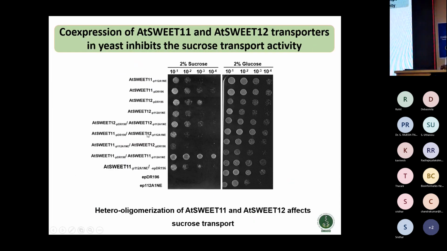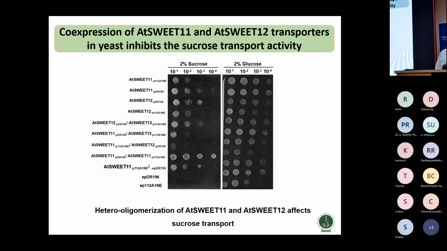Now, the next thing we have to prove is, biochemically, whether these transporters in heterologous systems like yeast are able to do the same expected job of transporter function. In this case, of course, we are not going for pathogen or anything like that. We are just coming into regular biochemistry: what are the functions of these 11 and 12 transporters?